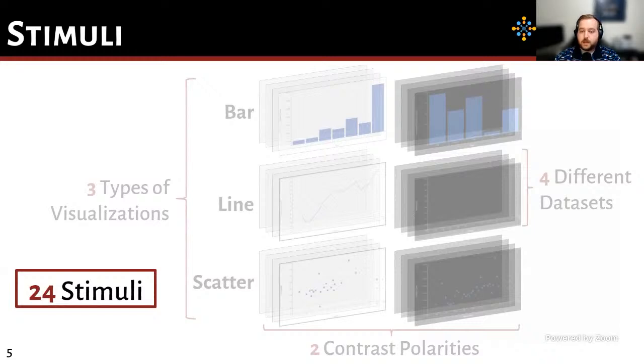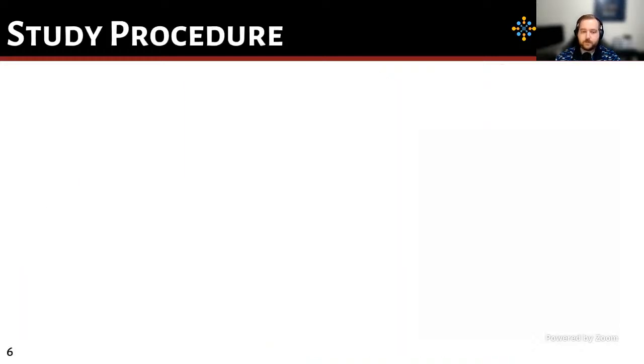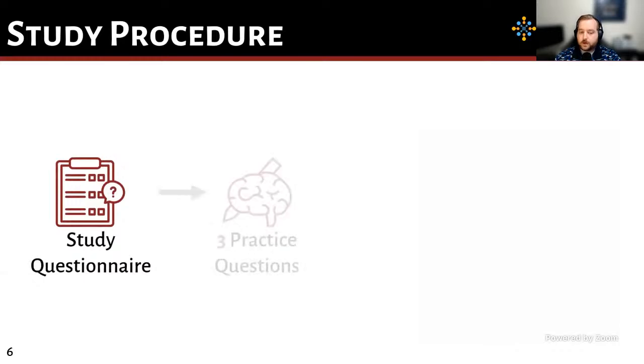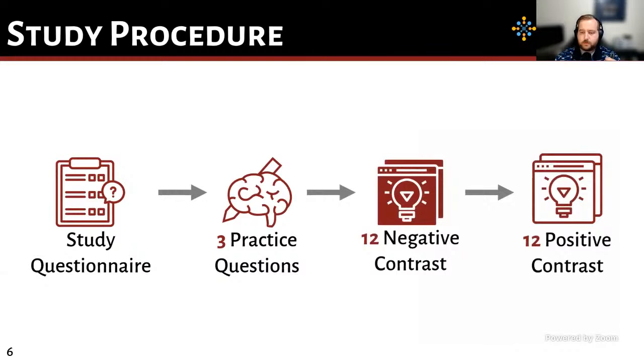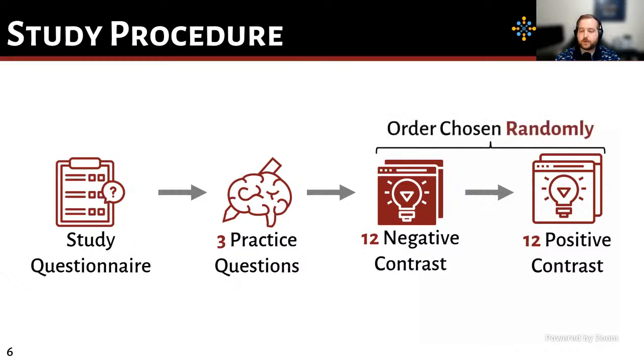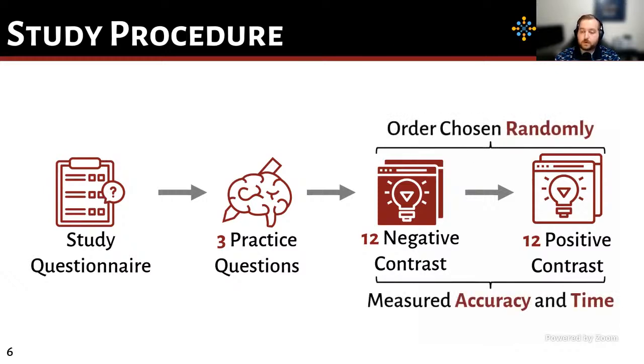One person might see the light mode version of chart number 1, whereas another person might see the dark mode version of that. So the total questions were the same per person, but which one they saw, positive or negative contrast, varied. Essentially, we had them fill out a questionnaire. They did some practice questions to get familiar with the format. Then they went through 12 questions for one type of polarity and then 12 for the other. Whether it was negative and positive or vice versa was randomly chosen per person. As they were doing this, we measured their accuracy and time.